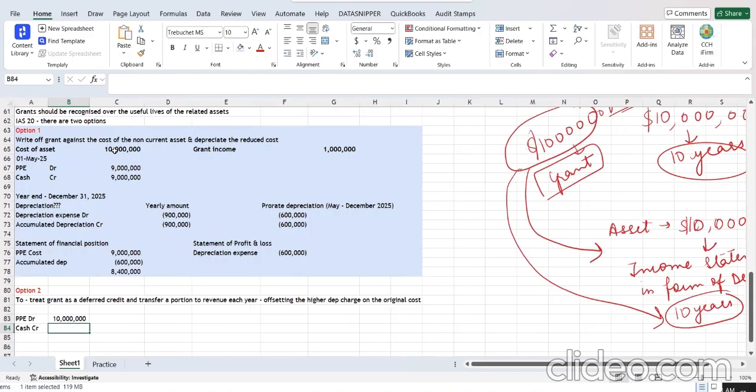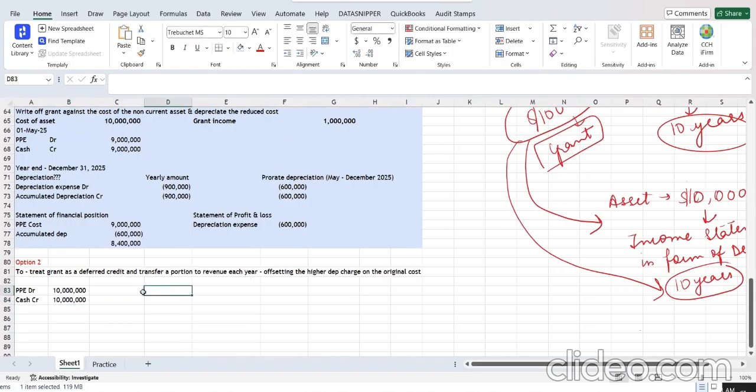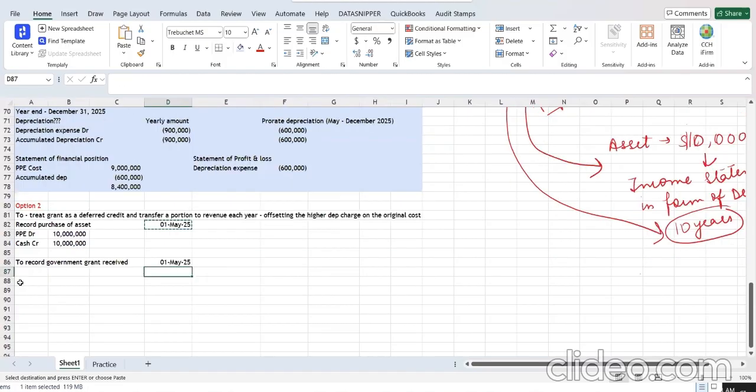10 million cost of the asset, right? And here you're recording purchase of asset. So option 2 says now record the grant separately. So to record government grant received, and this should be on May 1st, 2025. And we are assuming we got the government grant on the same date.